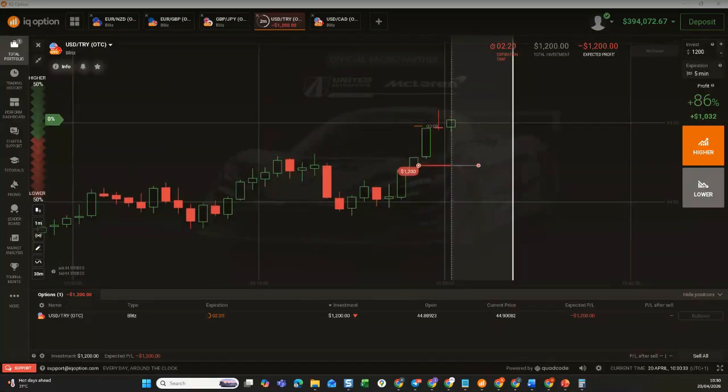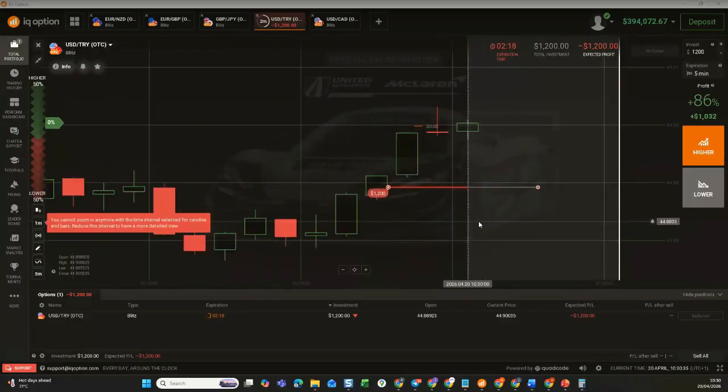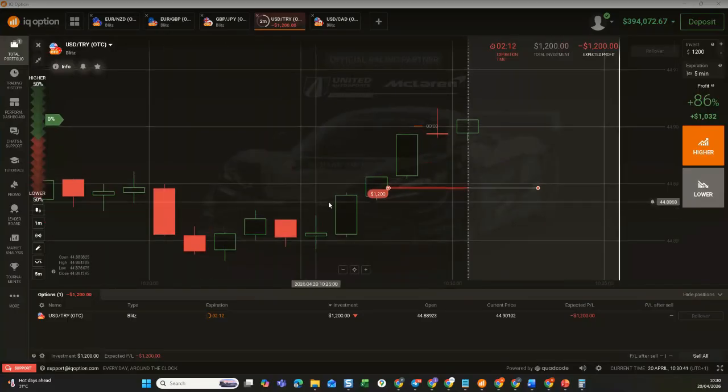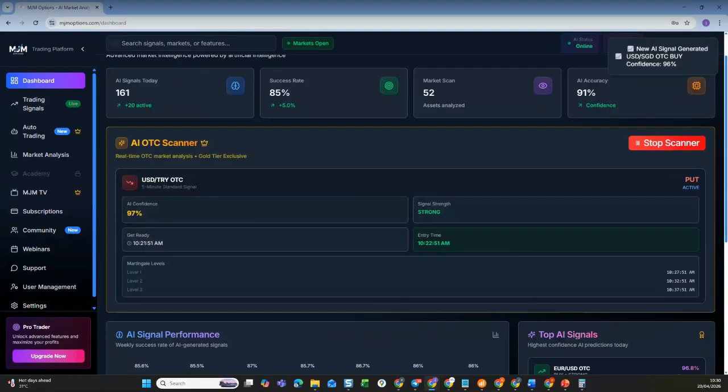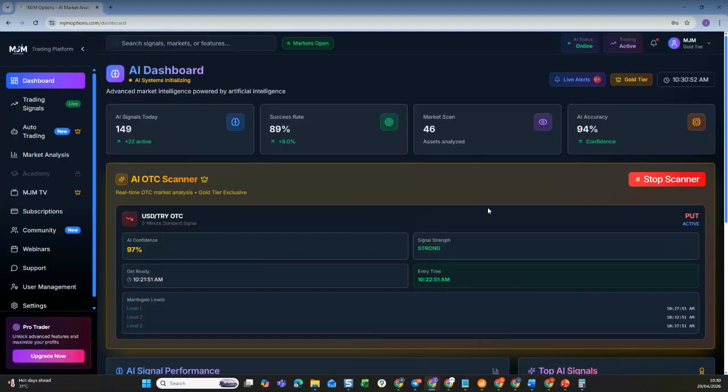Okay. So we don't give signals here, and that's the first thing. We don't give signals. You would get access to the AI yourself. This is the website where the AI is, and you'll be able to scan for signals yourself. The moment you get access to this AI, that is when you will join the Market Warriors.